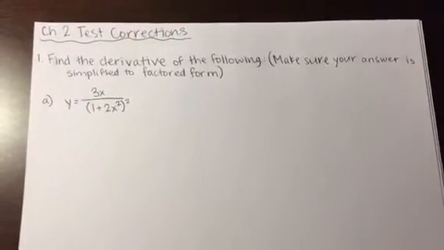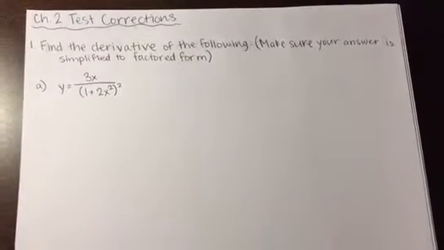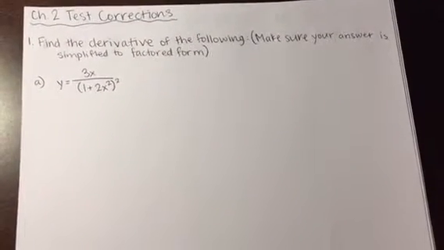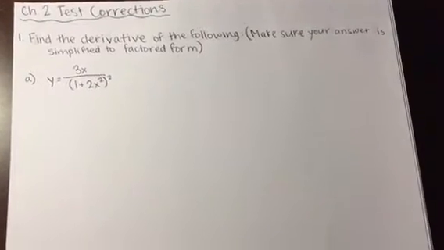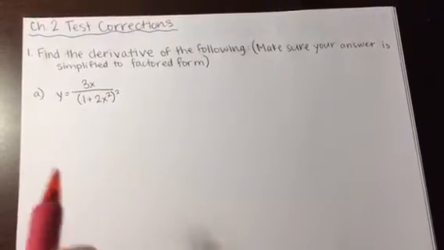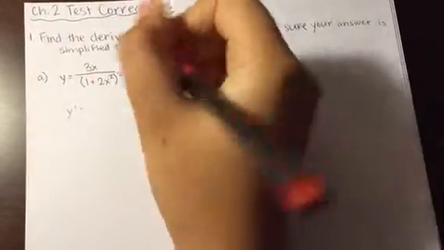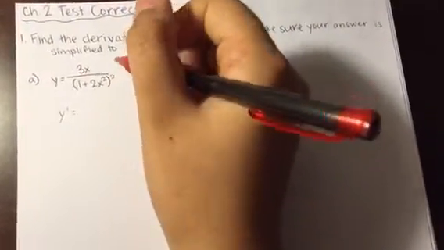Okay, so this is the Chapter 2 test corrections. For the first problem, we have: find the derivative of the following, and make sure your answer is simplified to factored form. So for this problem, it's y equals 3x over 1 plus 2x squared, all of it squared. For the derivative, you'd first do quotient rule.